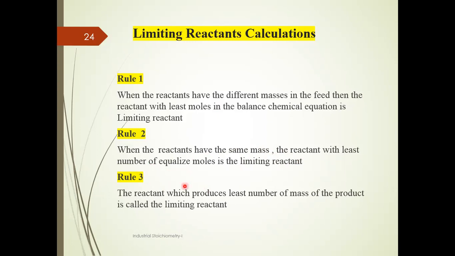In rule 3, if you have two reactants and both have the same masses and both have the same stoichiometric coefficient, number of moles in the balanced chemical equation, then the reactant which is producing the least number of moles of the product, which is producing the least mass of the product, will become your limiting reactant. Let us try some examples related to these.